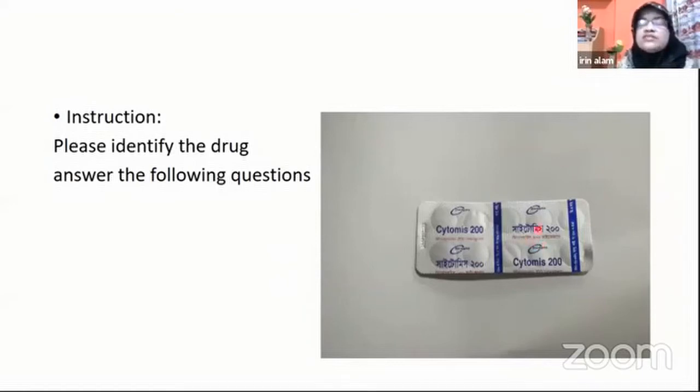Identify the drug. Here, there is Cytomys. There is some small letters, that is misoprostol. You can identify the drug by seeing this. This is misoprostol.